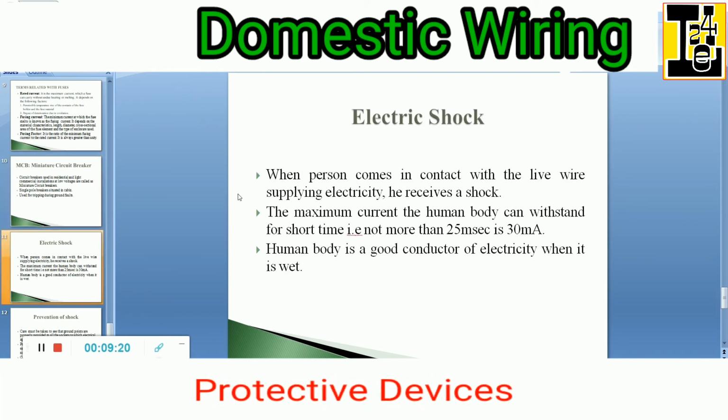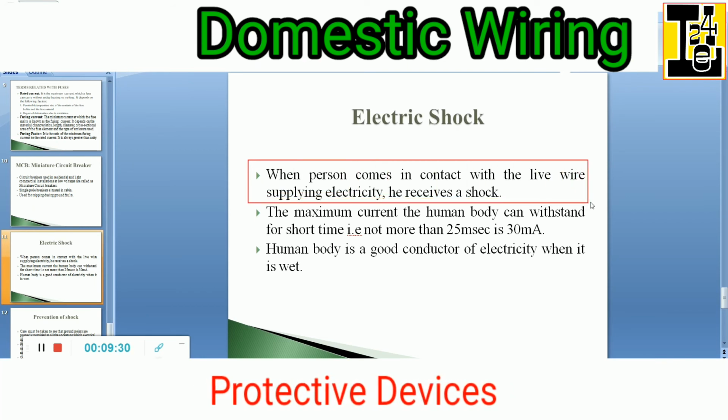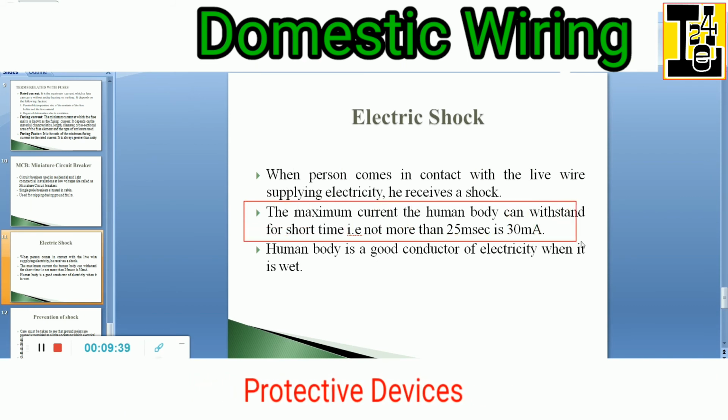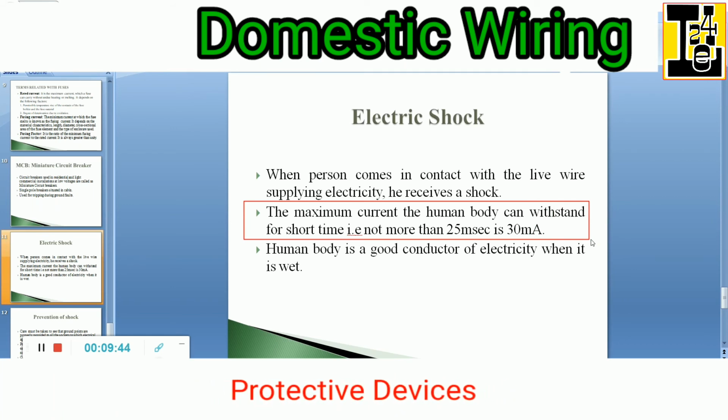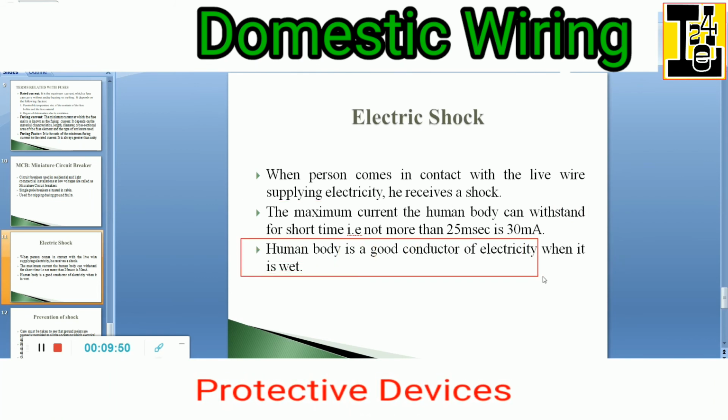Let me tell you the meaning of electric shock. When a person comes in contact with a live wire supplying electricity, he receives a shock. The maximum current the human body can withstand for a short time, that is not more than 25 milliseconds, is 30 milliampere. Human body is a good conductor of electricity when it is wet.